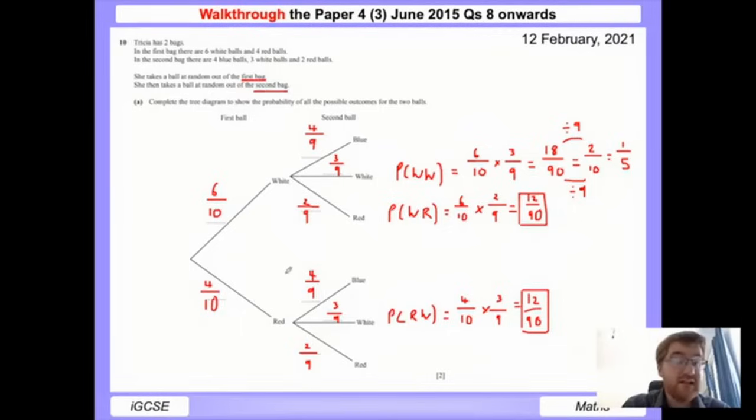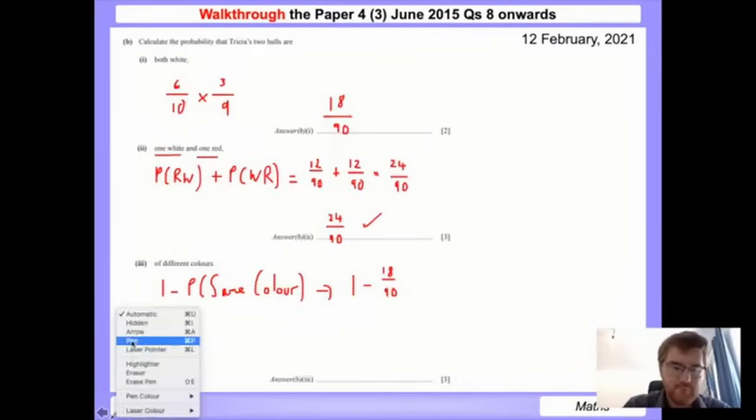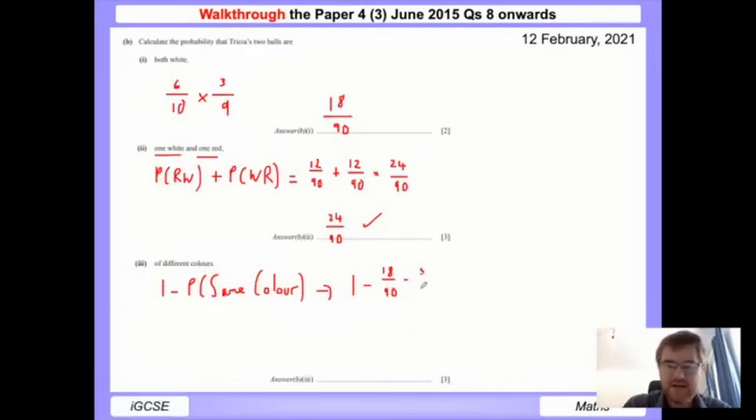In fact, it's even easier than that because we only have blue in the second ball, not the first ball. So all we need to do then is actually work out the probability of red, red, which if we times these two fractions together, we get 8 out of 90. And that's the only way we can get two of the same colour, probability of white, white or red, red. Okay, so I'm going to bring that over, this answer here, minus 8 over 90.